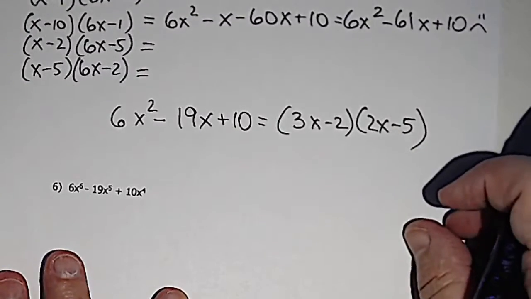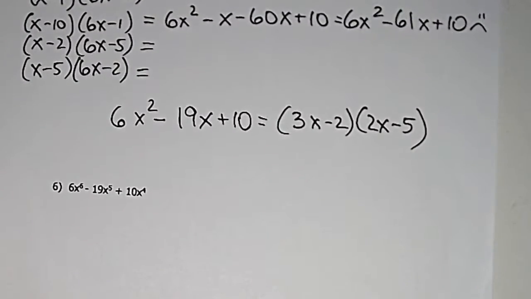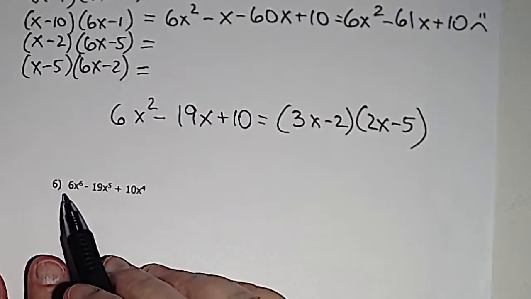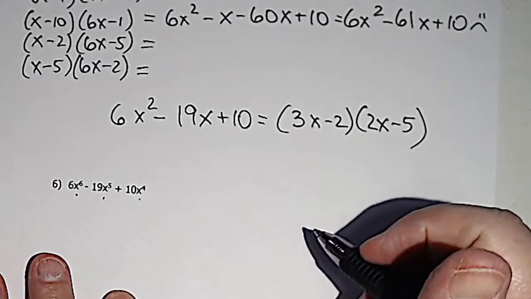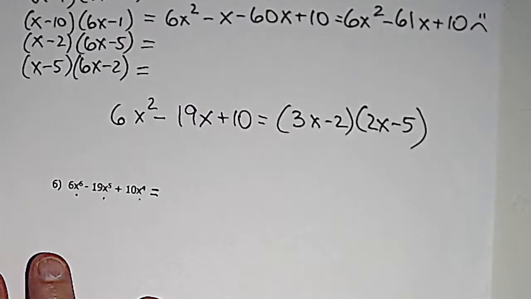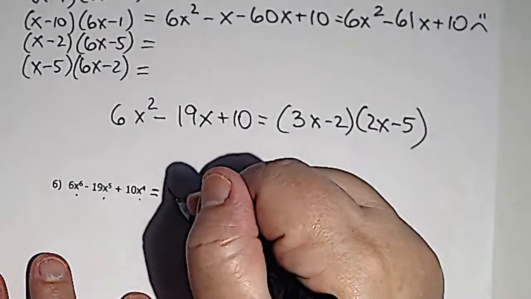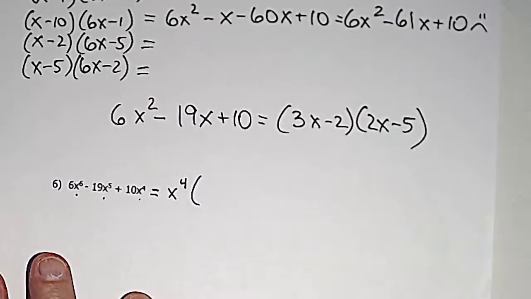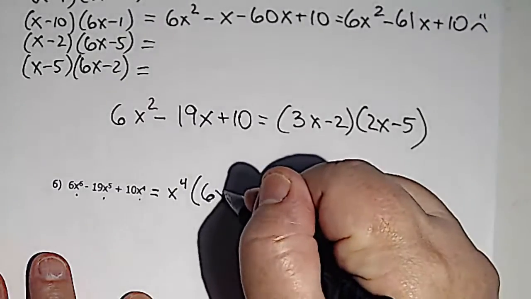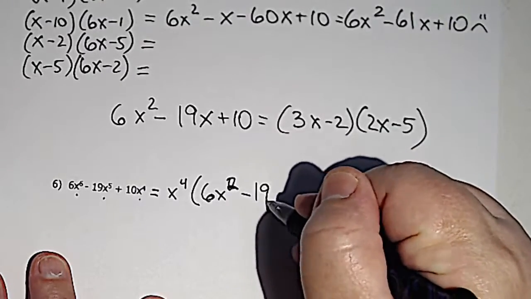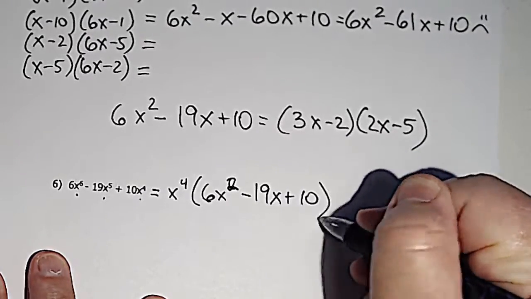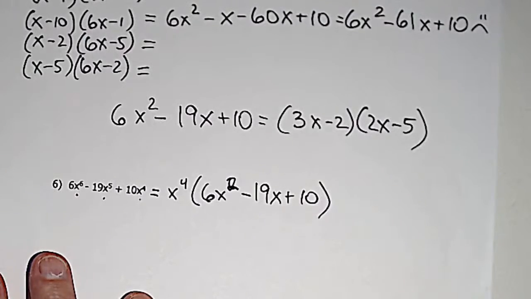Now the second one on this page, it's like, oh no, I have to do this whole thing again. And the answer is no, you don't. Notice what we've got here. 6x to the 6th minus 19x to the 5th plus 10x to the 4th. So the point of this one is when you get a polynomial to factor, always factor out the common factors. There's a common factor of x to the 4th. That's 6x squared minus 19x plus 10 when I factor out the x to the 4th.